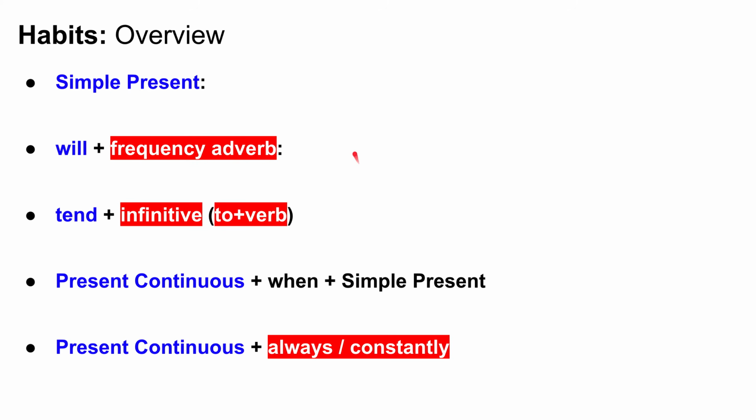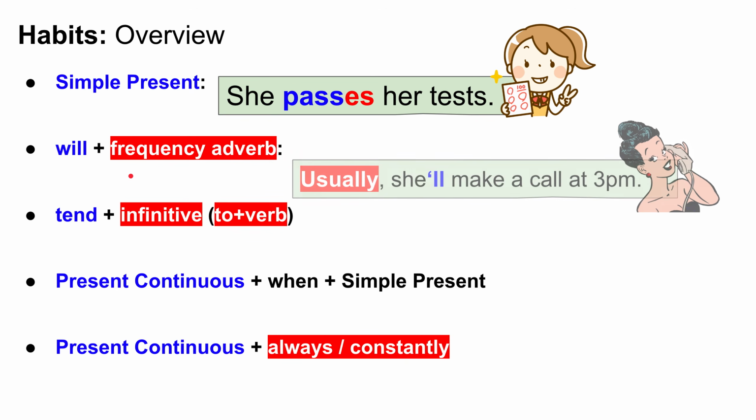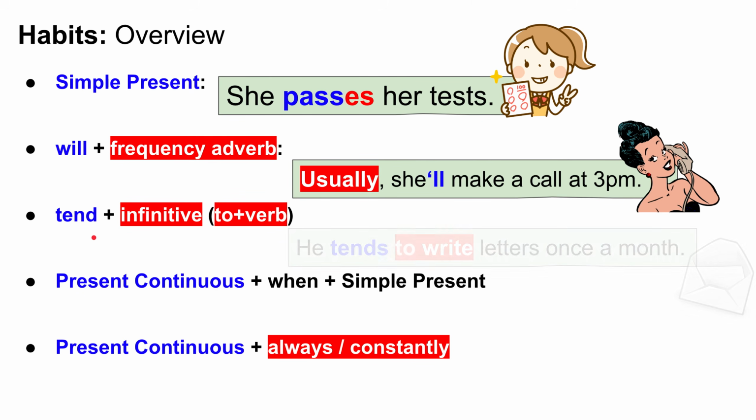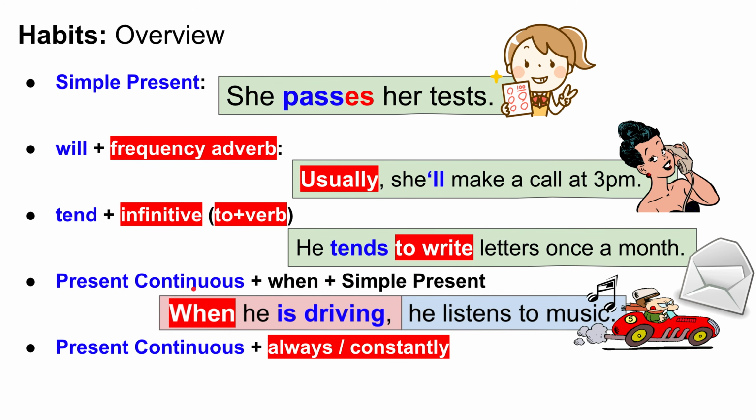Just to quickly conclude, a quick overview: we use the simple present, she passes her test, to express habits. We use will plus a frequency adverb to express habits, such as usually she'll make a call at 3 p.m. We use tend plus the infinitive for habits as well. He tends to write letters once a month. We use when plus the present continuous plus the simple present for habits that occur at the same time, such as when he is driving, he listens to music. He does two things at the same time.